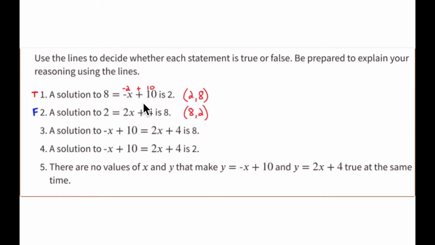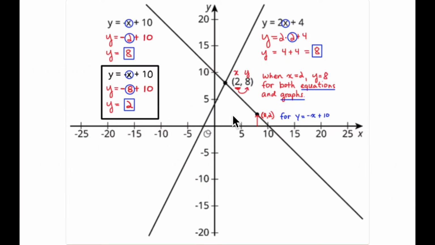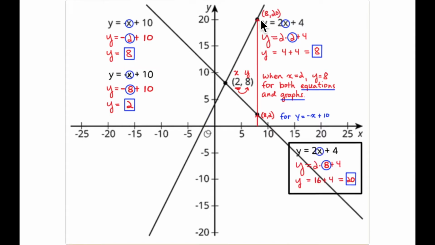So now they're giving you the other expression and asking, if x is 8, does y equal 2? And that is false. When x is 8, y is not equal to 2 for this equation. Actually, y is equal to 2 for the other equation, for y equals negative x plus 10. For this equation, y is equal to 20. When x is 8, y equals 20.